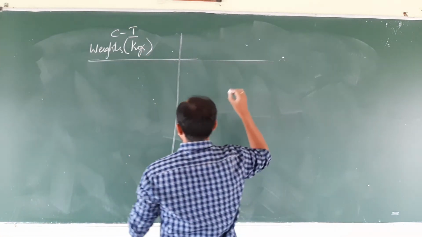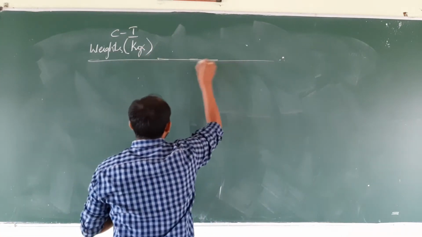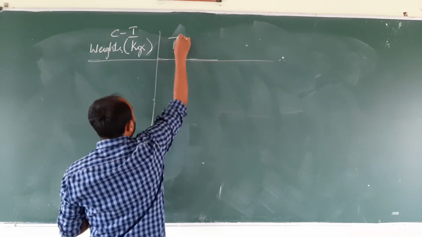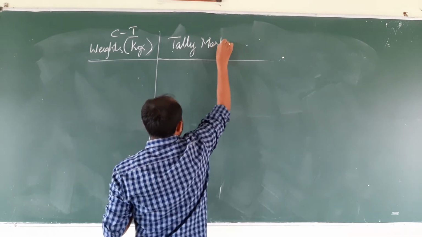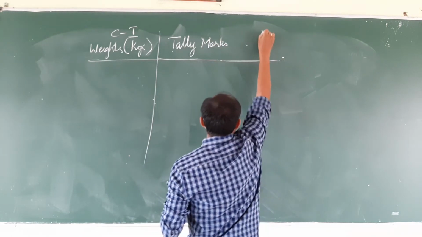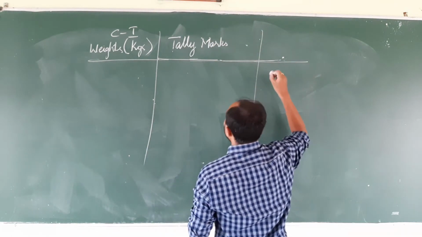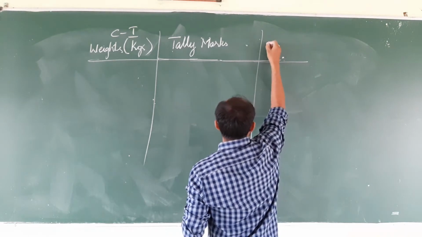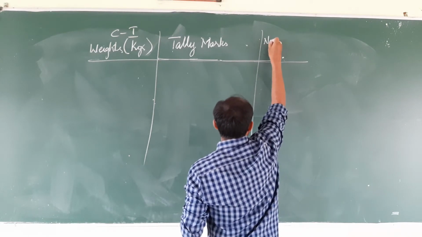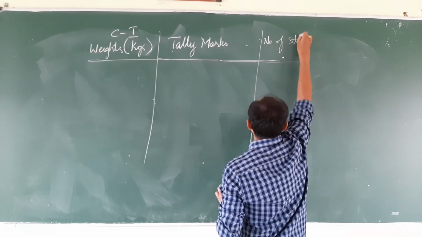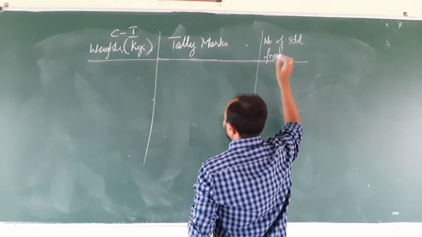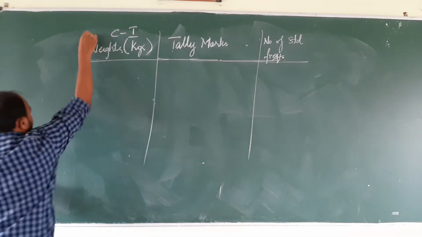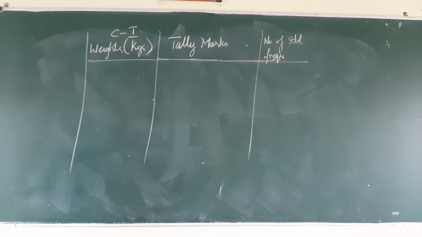Followed by this, let us consider tally marks. The third column is number of students, nothing but frequency. Frequency. Okay. So, let us start by forming all the classes.